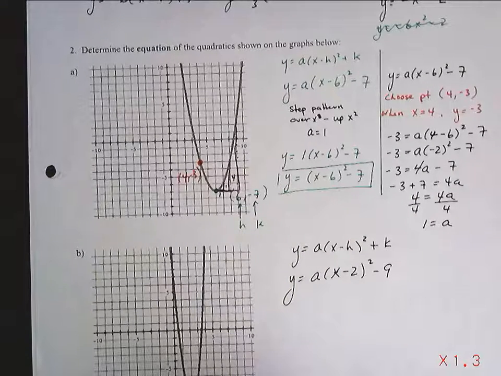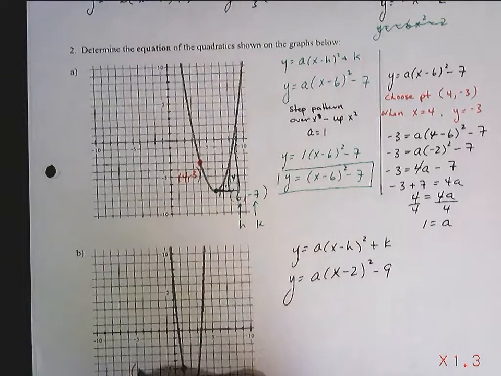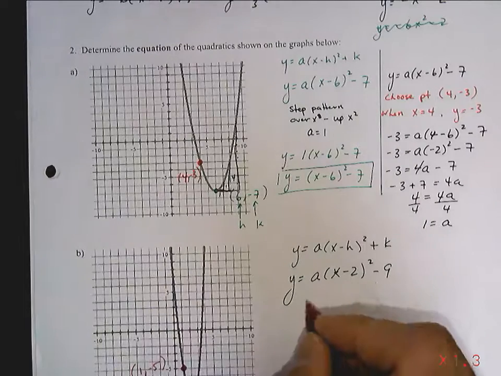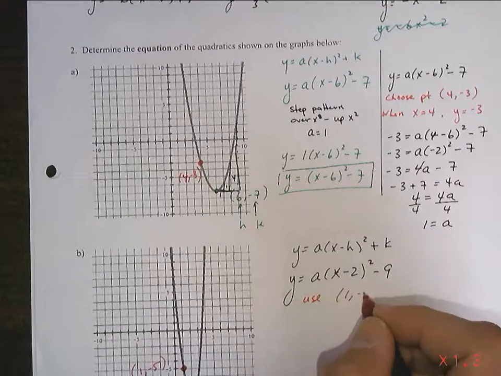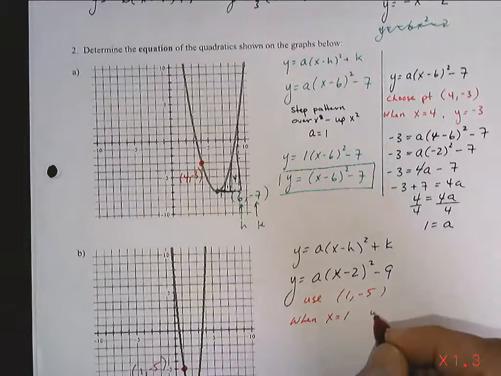Over 1, it's definitely not up 1. Over 1, up 1, 2, 3, maybe. Over 1, up 1, 2, 3, 4, maybe. Over 2, it's too hard for me to tell. So I'm going to choose any point on this curve that I'm fairly confident with its coordinates. Let's do this one. That looks like 1 comma negative 5. So I'm going to use the point (1, negative 5). That means that when x equals 1, y equals negative 5.